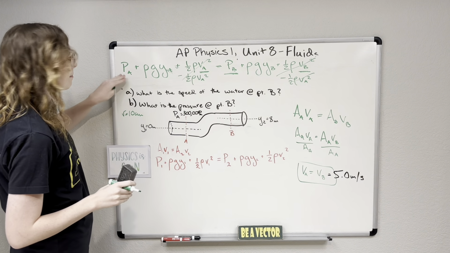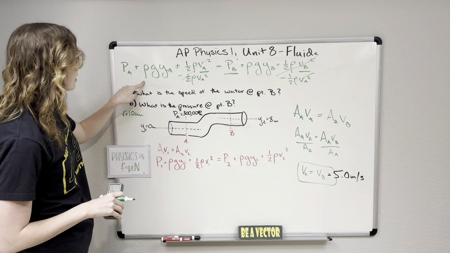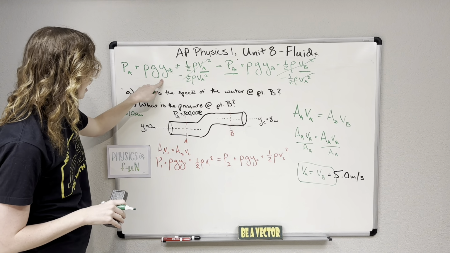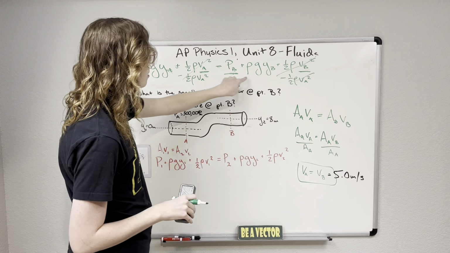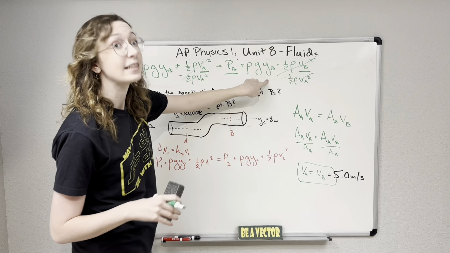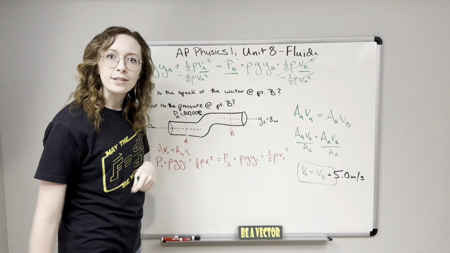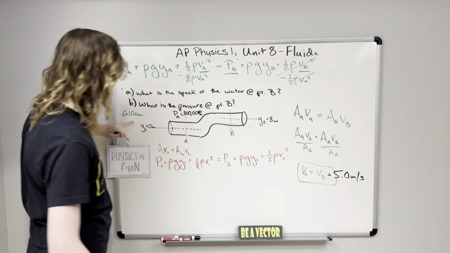The pressure at point A plus the density times the acceleration of gravity times the height at point A is equal to the pressure at point B plus the density times the acceleration of gravity times the height at point B. Goodness gracious, I run out of breath just saying that. That's a lot of letters.